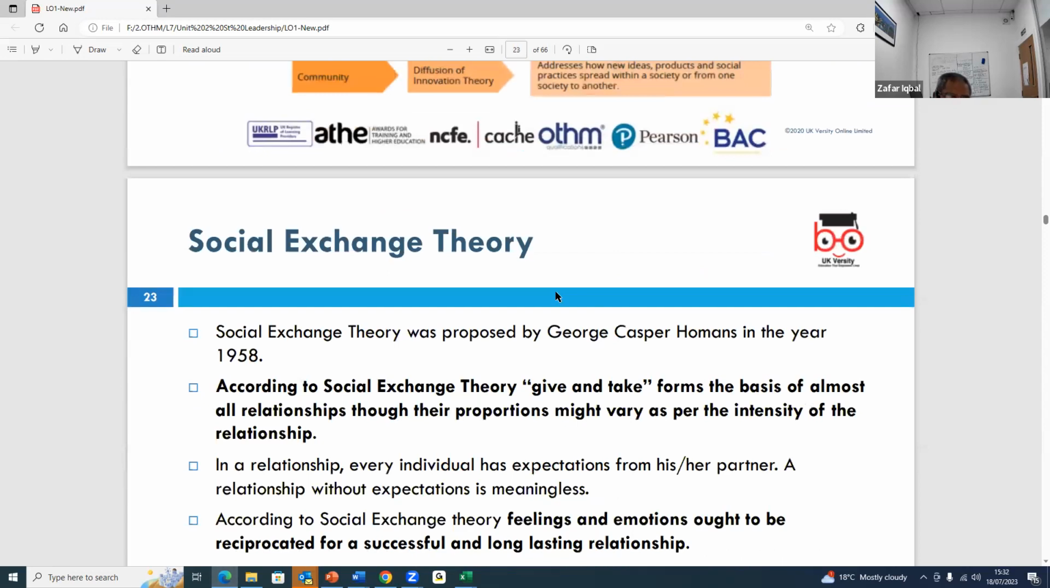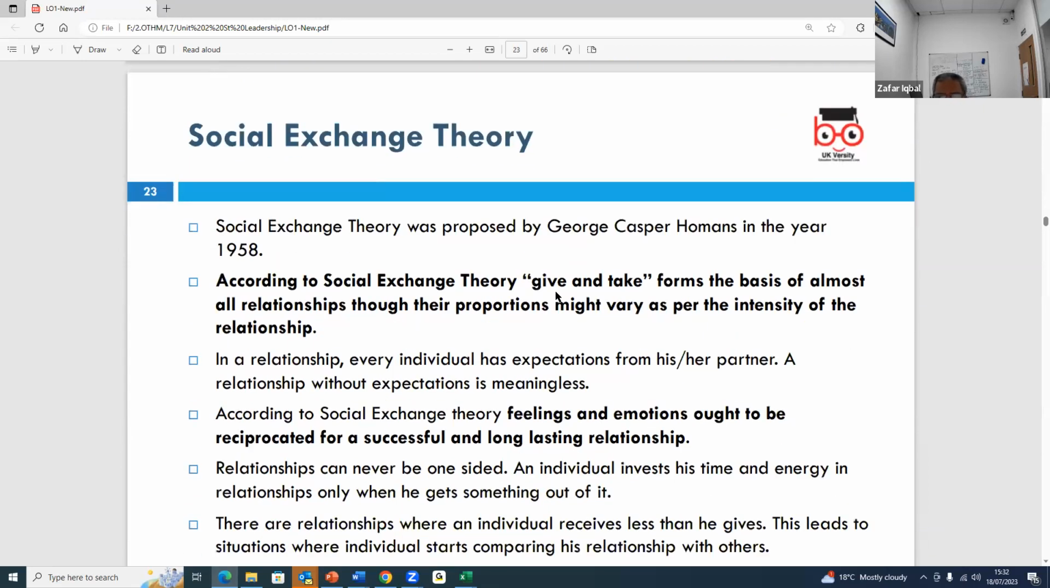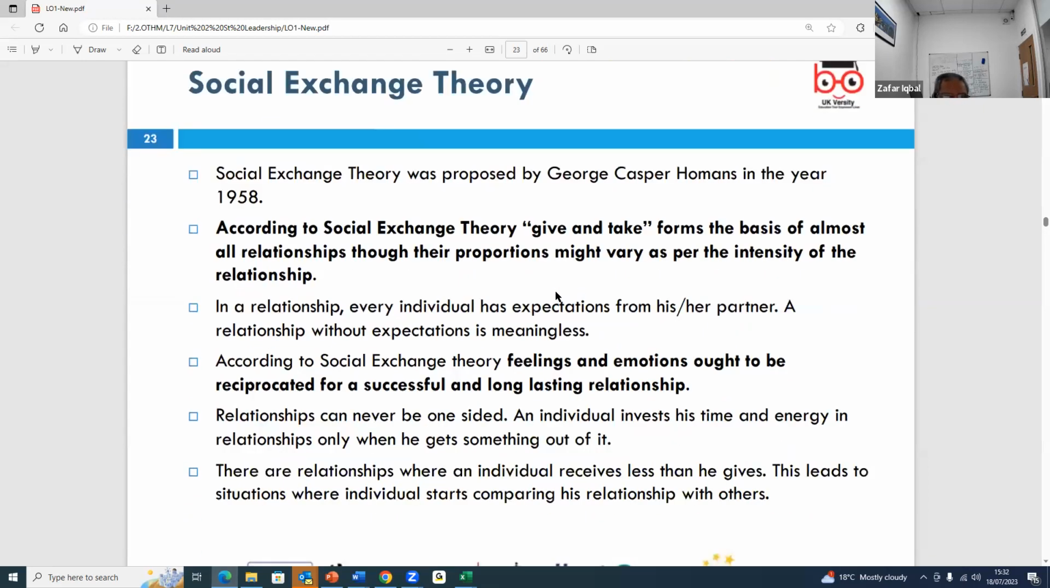Then you look at the social exchange theory. We need to look at the social exchange theory, which was proposed by George Homans in 1958. Social exchange theory is based on give and take in the form of a relationship. You take some benefit and give me some benefit, making sure that there is a recipient and there is a giver.